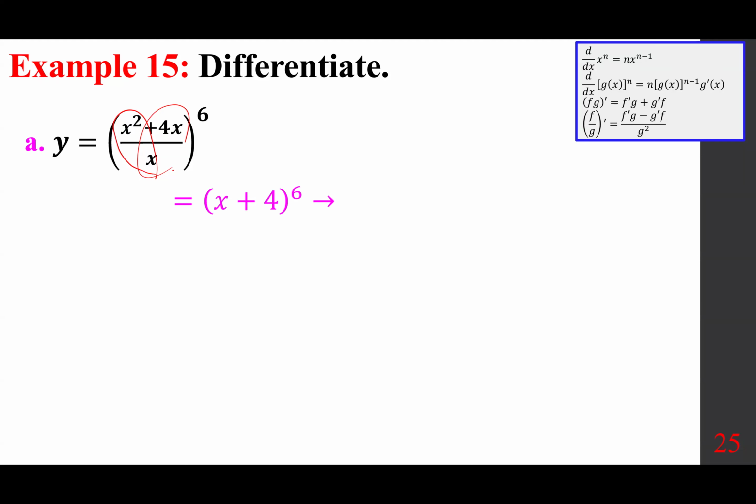So it becomes x plus 4 to the power of 6. And now we are going to use the extended power rule on that. So 6 times x plus 4 to the power of 5 times the derivative of the inside, which is 1, and we're done. This one is g prime.